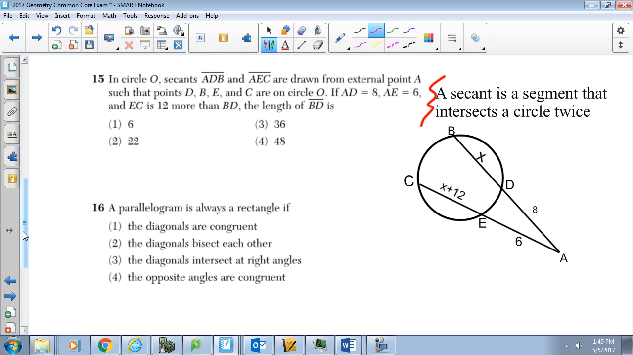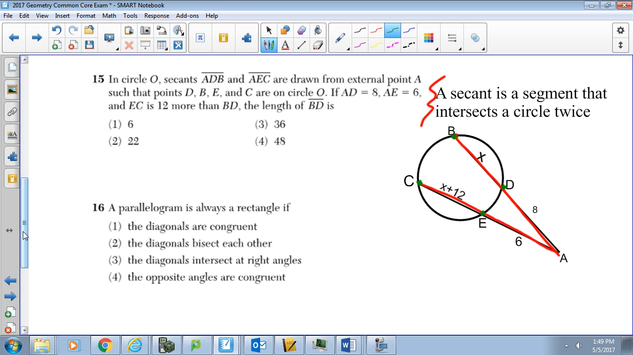It says, in circle O, secants ADB, so ADB, this is a secant right here. This is a secant. And AEC are drawn from external point A such that D, B, E, and C are on circle O. So these points are all on circle O.